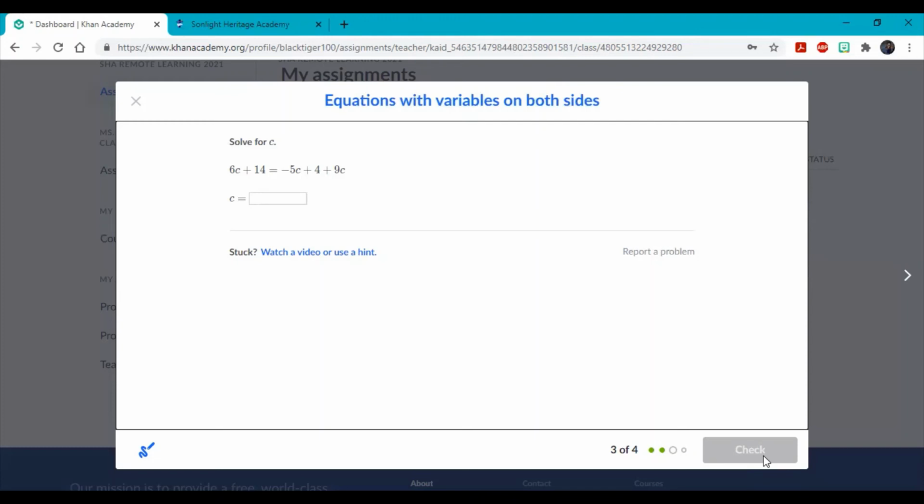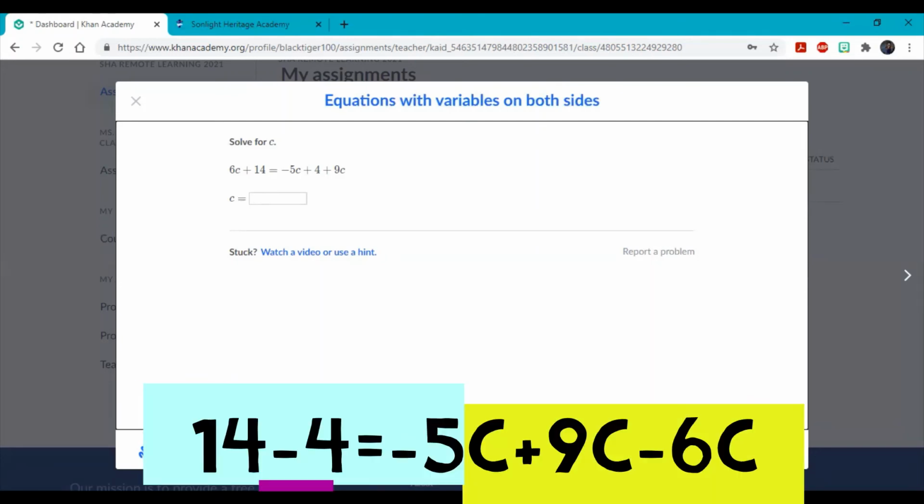We already have negative 5C and 9C on the right side. So let's move 6C over with those two as well. Positive 6C going over the equal sign will become negative 6C. So let's do that now. So we have 14 minus 4. Removing a positive 4 became negative 4. So 14 minus 4 on the left side is equal to negative 5C plus 9C. So we're writing back the variables that are already on the right side and we're adding the next variable, okay? So negative 5C plus 9C minus 6C.